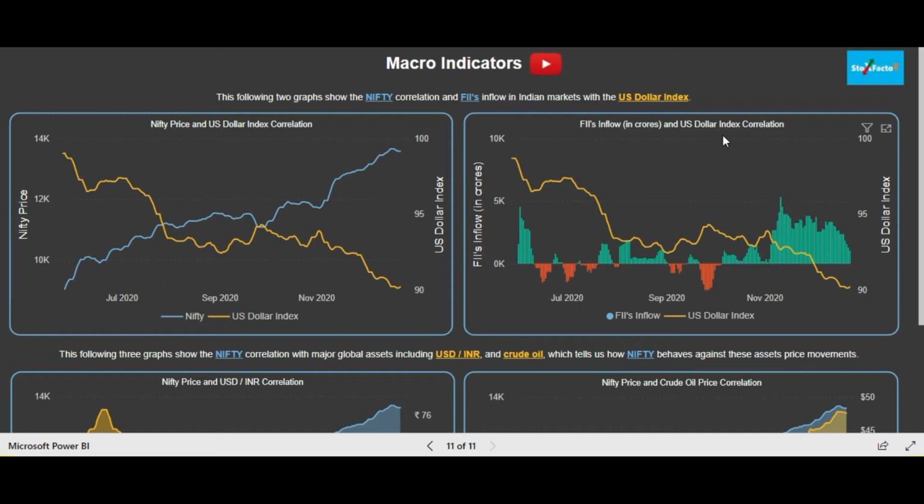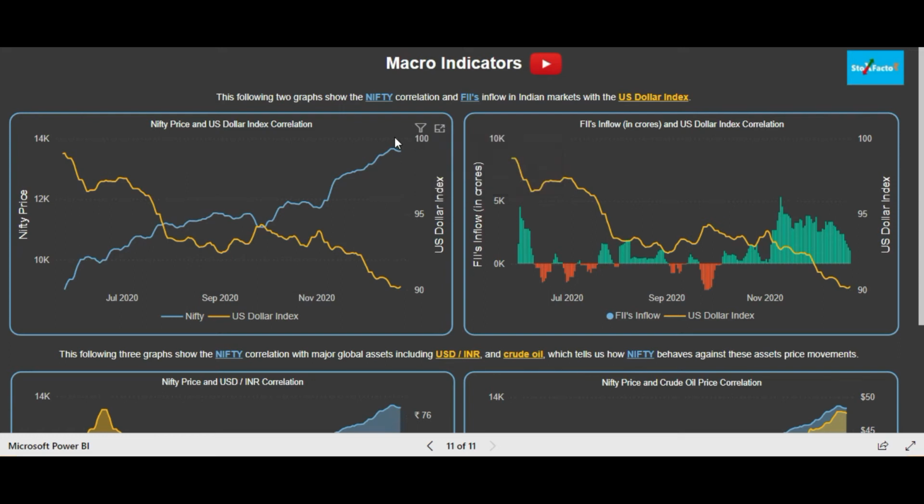So friends, as you can see on the top left graph, the relation between the Nifty price and the US dollar index correlation. Here you can see there is a perfect negative correlation. I mean perfect in the sense that there is a high negative correlation between the Nifty price and the US dollar index. As soon as the US dollar index falls, the Nifty rises. You can see the blue line, Nifty, rising and the US dollar index falling constantly in a trend line for the last 6 months, and the Nifty has risen.